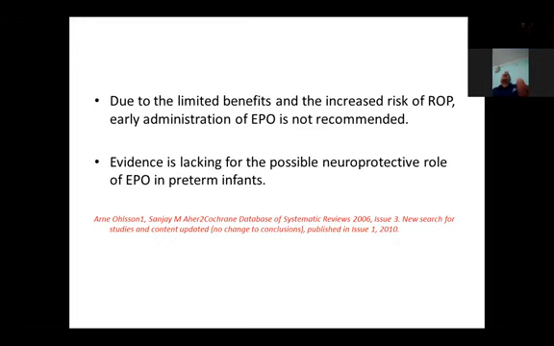They concluded that due to the limited benefits and increased risk of ROP, early administration of EPO is not recommended. Evidence is lacking for the possible neuroprotective role of erythropoietin in preterm infants.